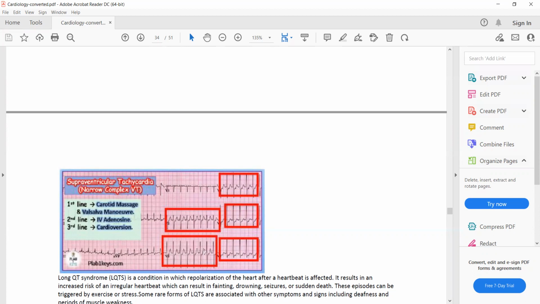And also the heart rate is very fast because there is only one large box between two R waves, almost one large box. So the heart rate here is 300 divided by 1, it's almost 300, 275 or 300. So the two hints or two clinchers for the diagnosis of supraventricular tachycardia are present in this ECG. One is that it is a tachycardia, and the second is that it is a narrow complex tachycardia. So that's how supraventricular tachycardia is diagnosed on the basis of ECG. Let me show you another diagram to make things more clear. Just give me a minute. A bigger diagram.